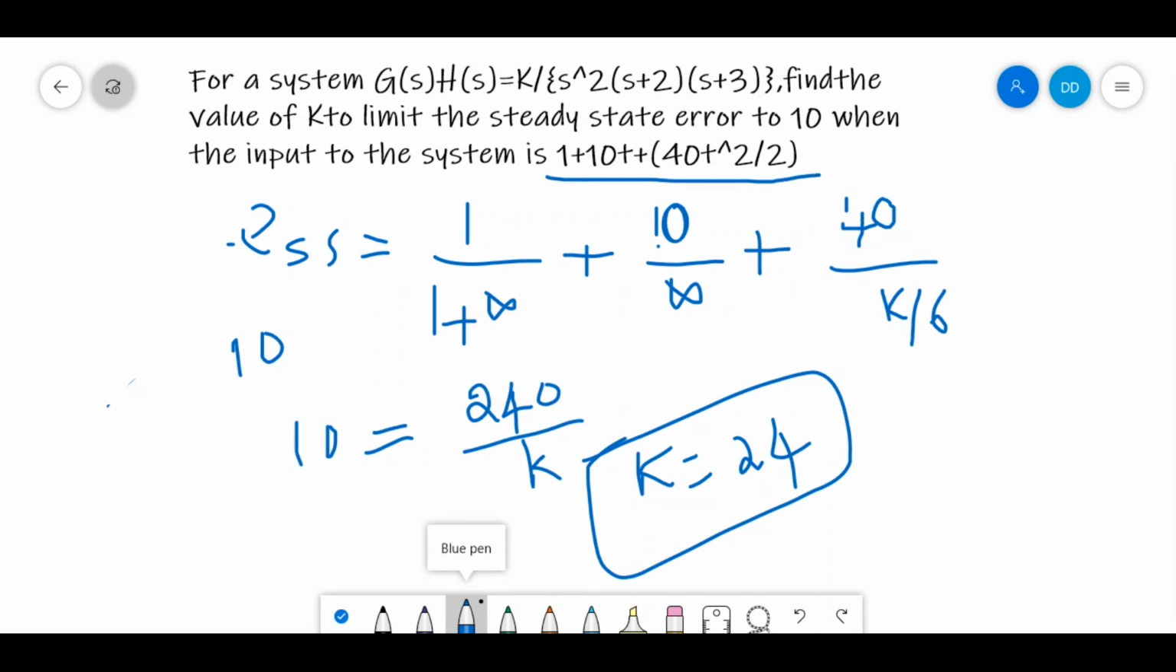so that our steady state error is limited to 10 with the input applied, which is 1 plus 10t plus 40t square by 2.